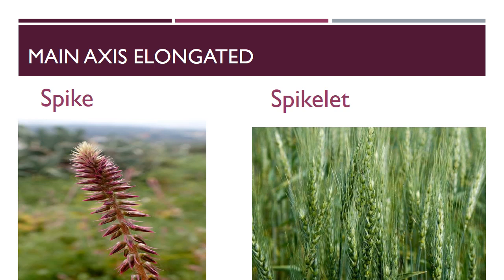Okay. So the first picture is an example for spike. That is Achyranthes. So what is spike? Spike is an unbranched indeterminate inflorescence with sessile flowers. Here look at this picture. It is unbranched. Can you understand? Unbranched and also indeterminate inflorescence with sessile flowers. Sessile flowers are small flowers. That is called a spike.